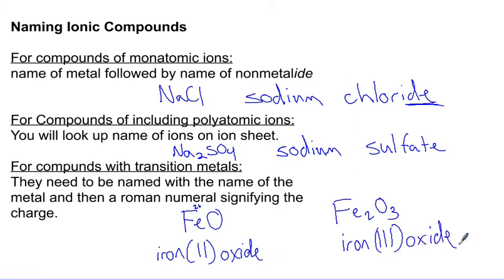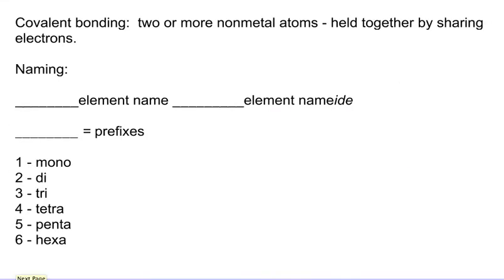A lot of times people think that the 3 here goes with one of these numbers. These numbers here are the charge on the ion. They have nothing to do with the subscript. So the charge is 2. What we put in parentheses is Roman numeral 2. If the charge is 5, we put a Roman numeral 5. It has nothing to do with how many things there are, at least not directly.